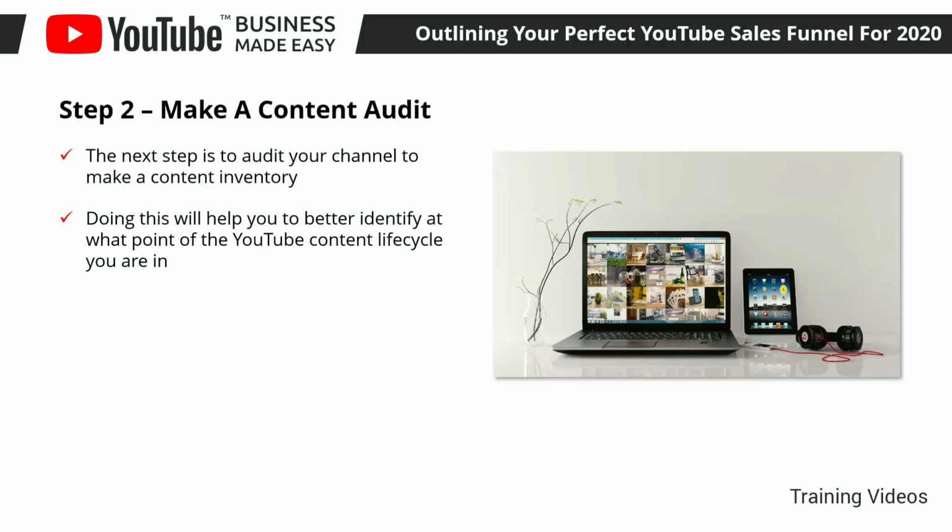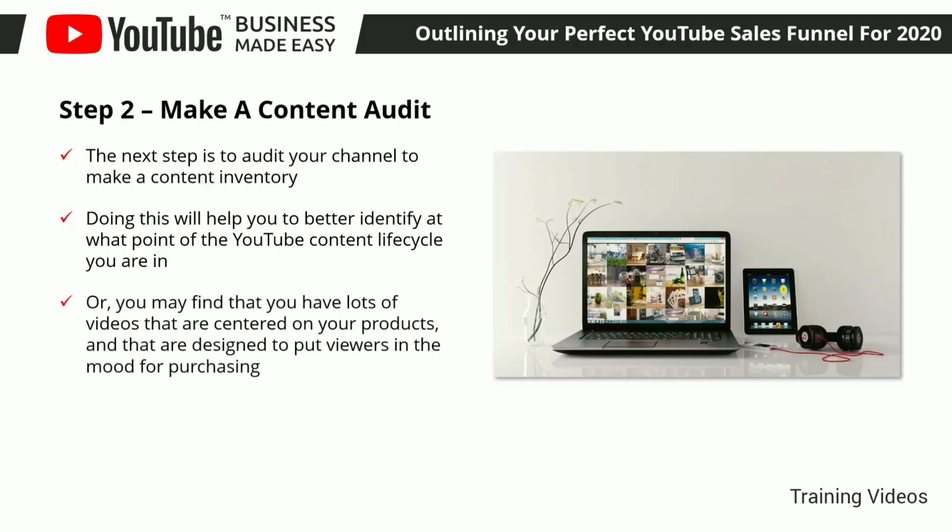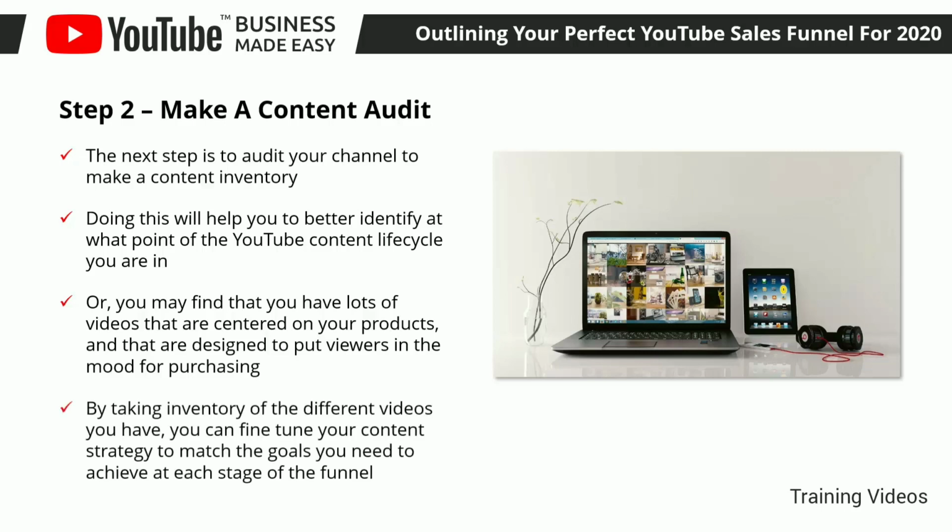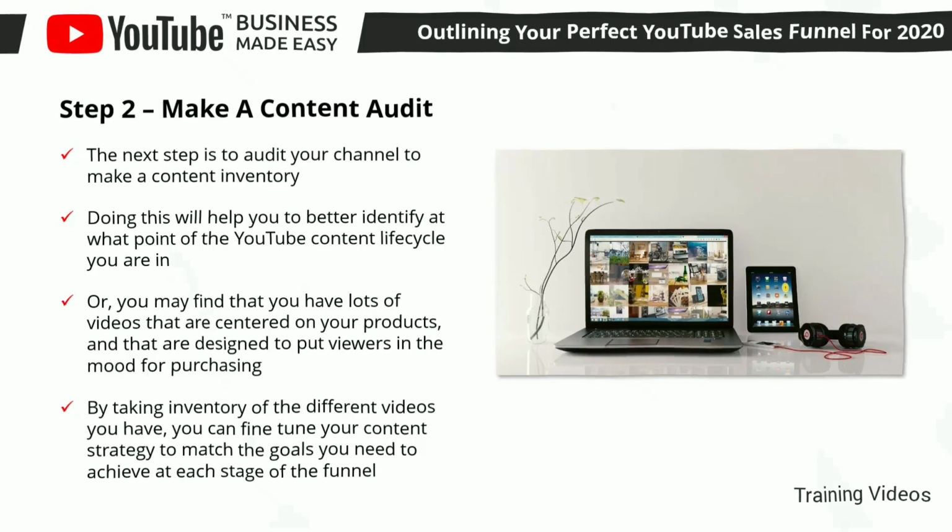For example, you might find that you have more videos that are simply optimized to help people find your videos on YouTube, but that don't push your brand or products too much. Or you may find that you have lots of videos that are centered on your products and that are designed to put viewers in the mood for purchasing. By taking inventory of the different videos you have, you can fine-tune your content strategy to match the goals you need to achieve at each stage of the funnel. In other words, you can find out how many videos you have to create to have an equal number of videos for each stage. This is especially helpful if you're just getting started.